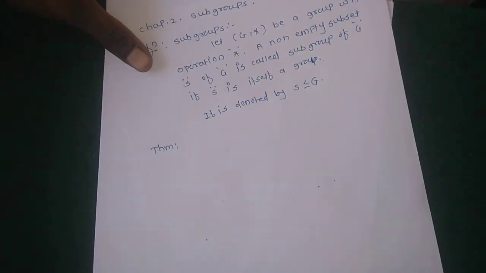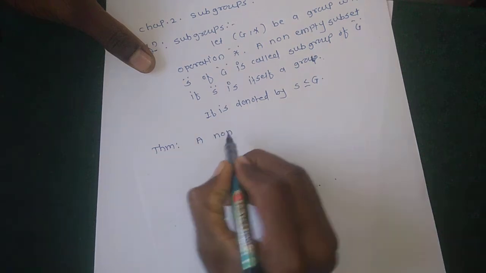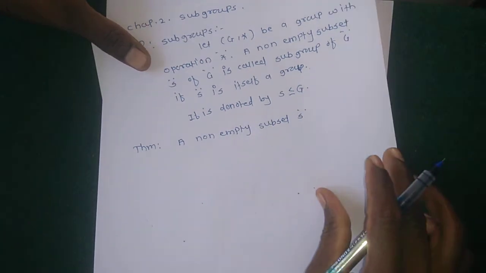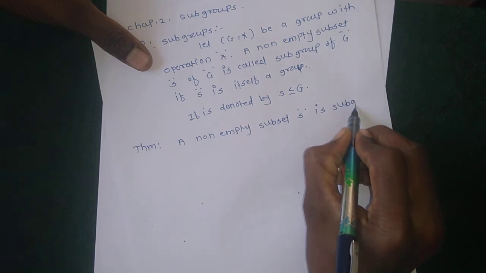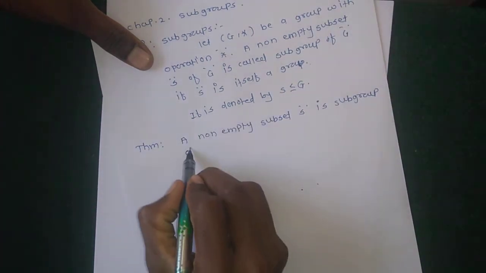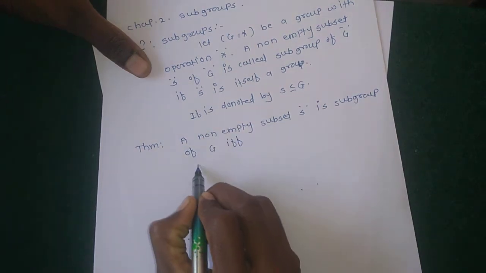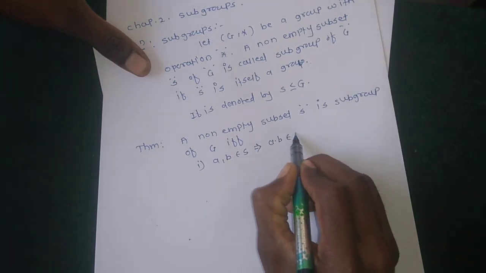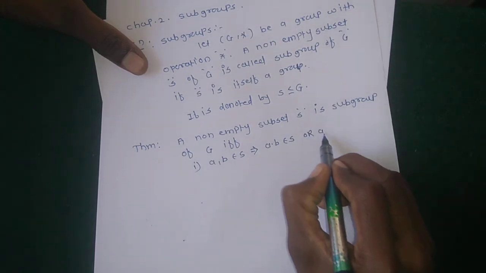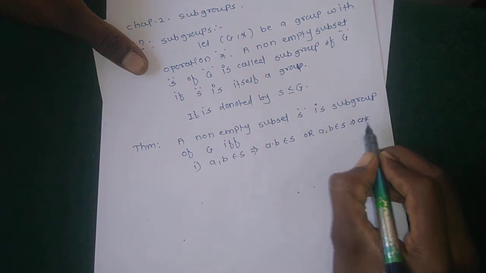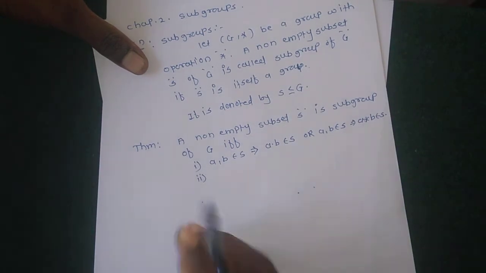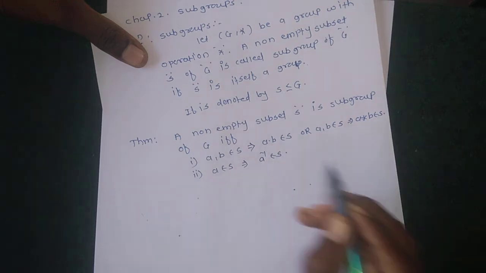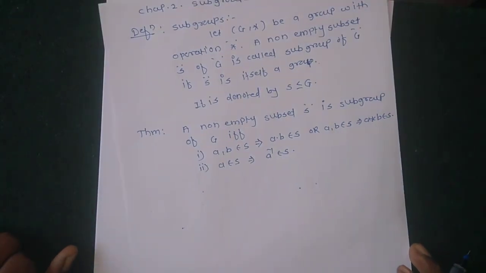Okay, then the first theorem of this chapter. Theorem: a non-empty subset S is a subgroup of G if and only if, first, for A, B belongs to S, then A into B belongs to S, or this is also written as A, B belongs to S, which implies that A star B also belongs to S, and this is the second condition: A belongs to S if and only if A inverse belongs to S. This theorem gives an if and only if condition here.